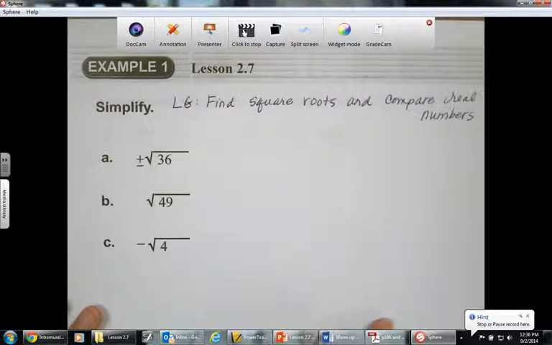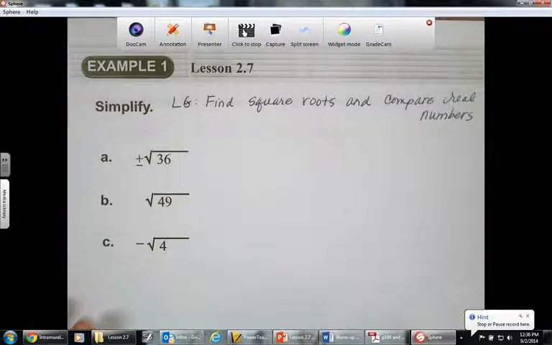Find square roots and compare real numbers. So you guys should be very familiar with what square roots are. My goal today is not to teach you square roots, but I do want to make sure that you know the difference between the different types of square roots that you can see and what makes them different. So I'll give you a second to write that down because I'm probably going a little fast. And then I'm going to tell you some different stuff about them.